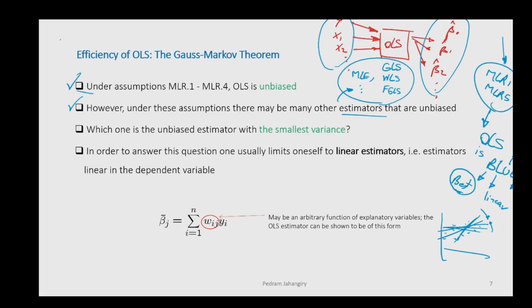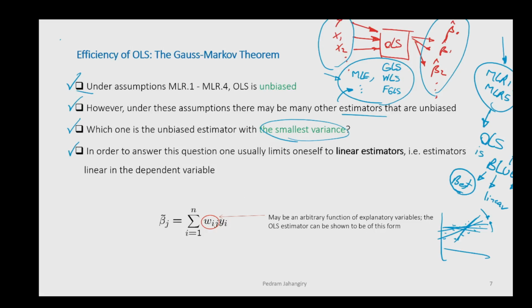So the second bullet point says that, okay, all of these things under assumption 1 through 4 are already unbiased. Which one of these unbiased estimators has the smallest variance? That's the best one for us, right? So the one among these with the smallest variance is going to be very, very powerful, because not only is it unbiased, it's hitting the target, and the variance is small, right?